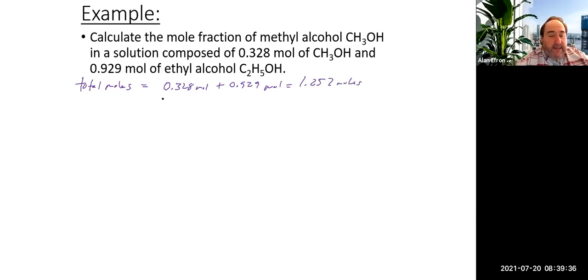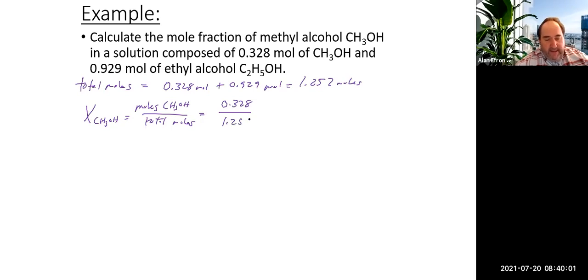moles. And in this case, we are interested in the mole fraction of methanol, and that is our CH3OH. So that would be the moles of methanol divided by the total moles. And the moles of methanol in this case, again, 0.328 divided by our 1.257. Again, no multiplying by 100 here, not a percentage. Looks like we end up with 0.261, we'll call it.